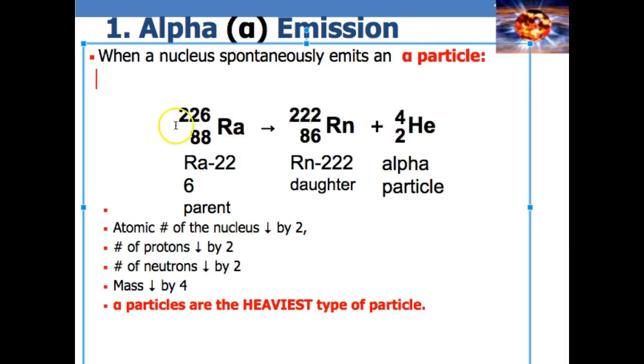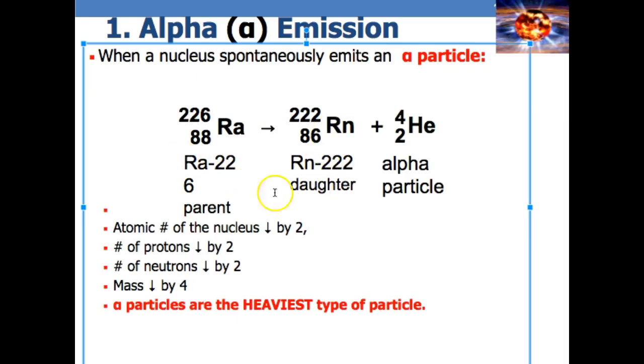Well, the mass started out as 226. It went to 222. So what happened to the mass? It went down by 4. What happened to the charge? It started out as 88. What happened to the charge now? It's 86. Look, new element, Ra, Rn.